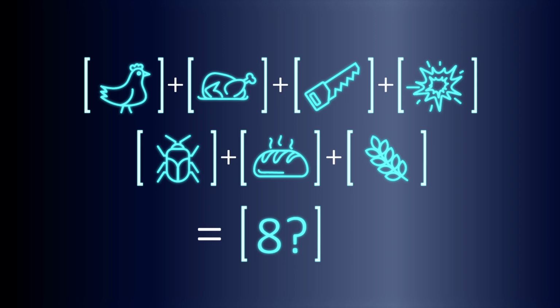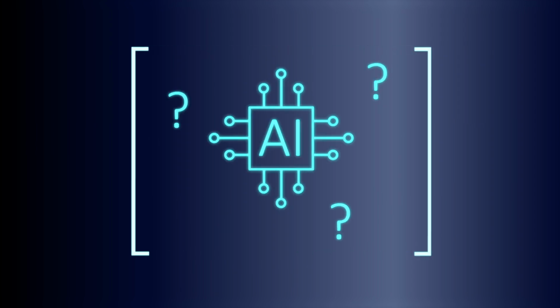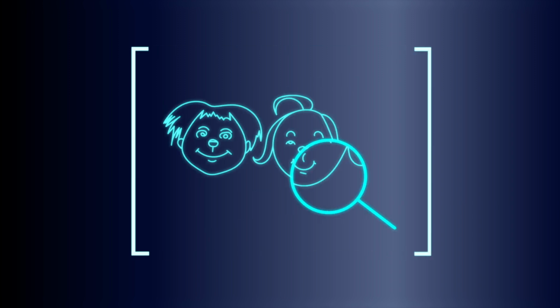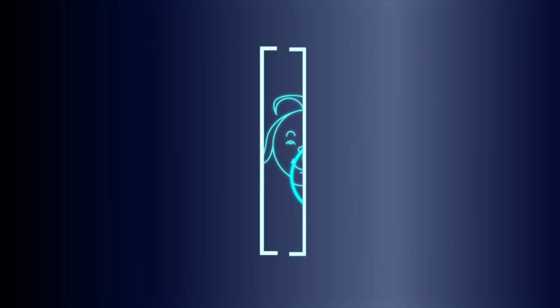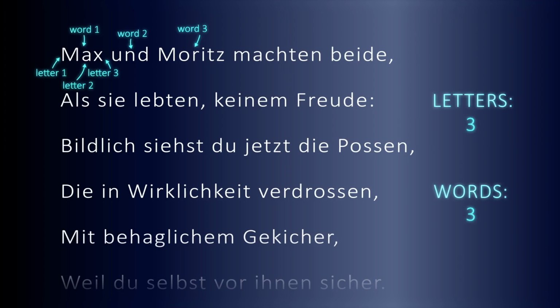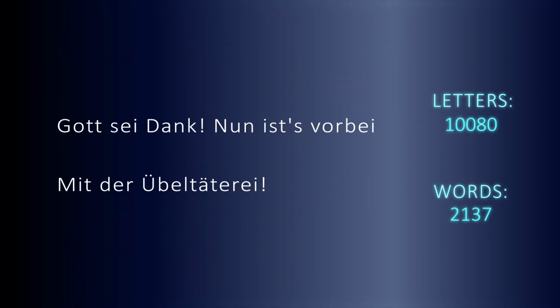So what do we do? We start with an untrained AI. You can picture it as an empty dictionary with pages but without any entries. To fill those empty pages, an untrained AI starts to analyze, in this case, the pranks of the German version of Max and Moritz, and analyzing means counting. For example, all letters and words in the story. 1, 2, 3, 4, 5. In total, there are 10,080 letters and more than 2,000 words.